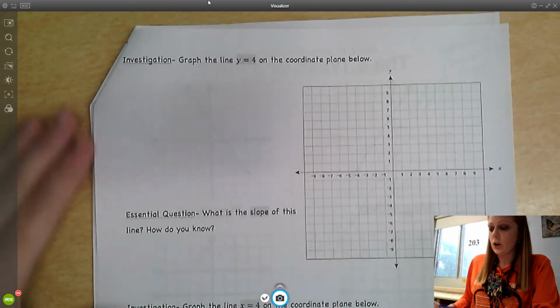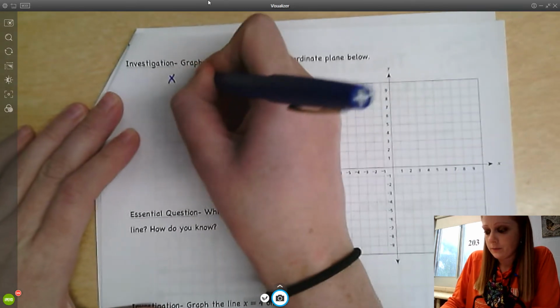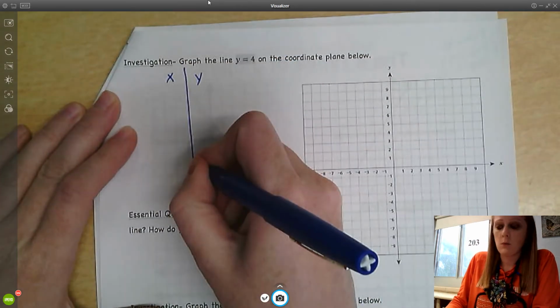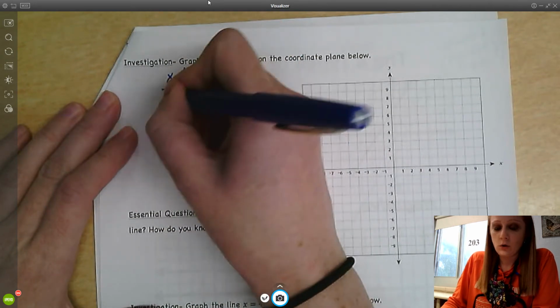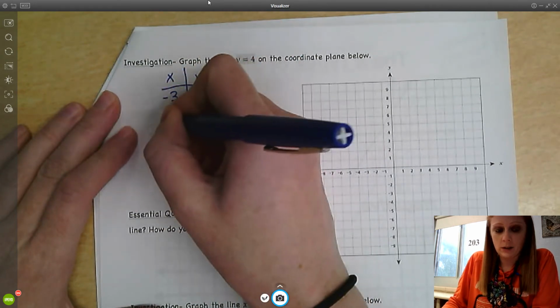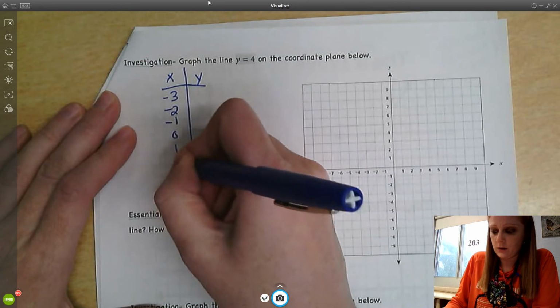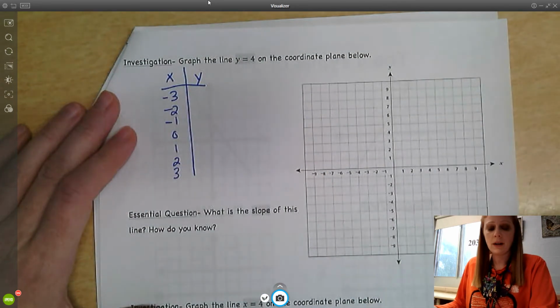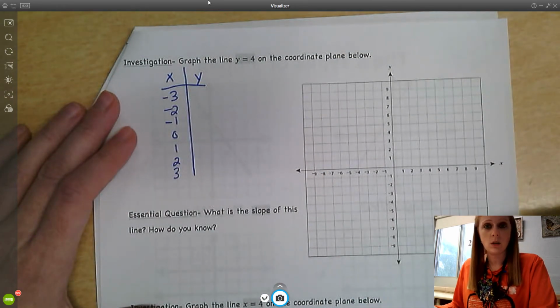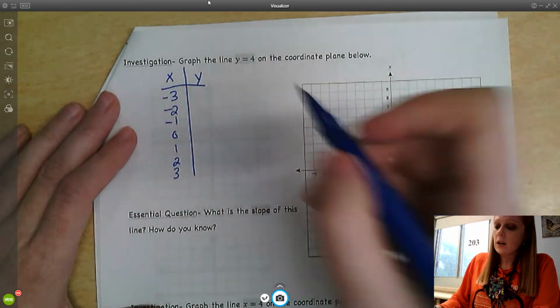Okay, so I'm going to start out by making a table for this one of some x values and some y values. For the x values, I'm going to just pick some numbers that are close together on the axes from -3 to 3, right? That's what we did last time with our tables. And now let's see the y value.